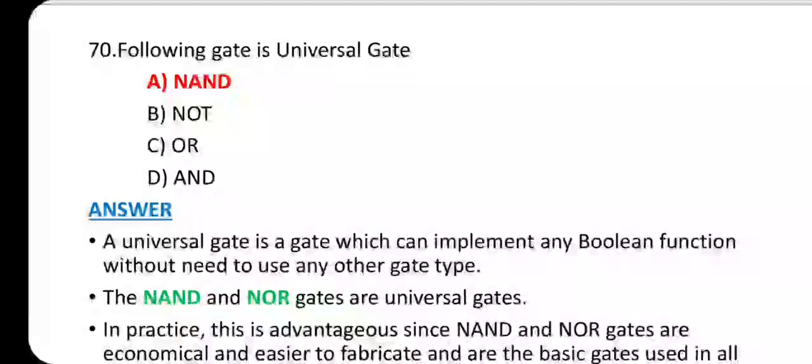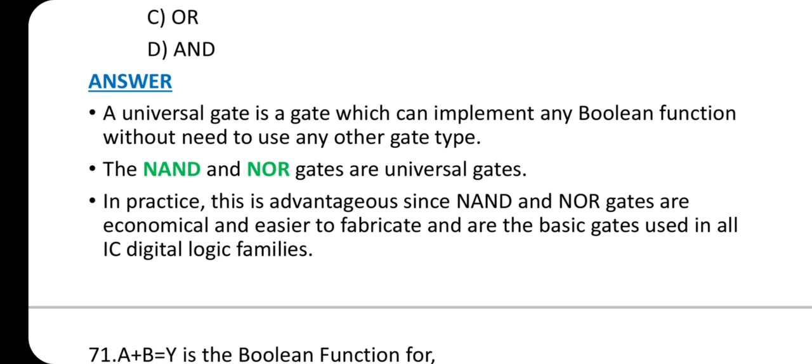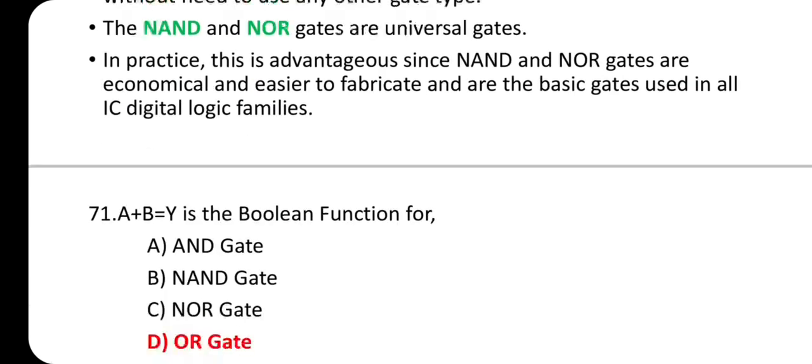Question number 70. Following gate is universal gate. Answer is option A, NAND gate. A universal gate is a gate which can implement any Boolean function without need to use any other gate type. The NAND and NOR gates are universal gates. In practice, it is advantageous since NAND and NOR gates are economical and easier to fabricate and are the basic gates used in all IC digital logic families.